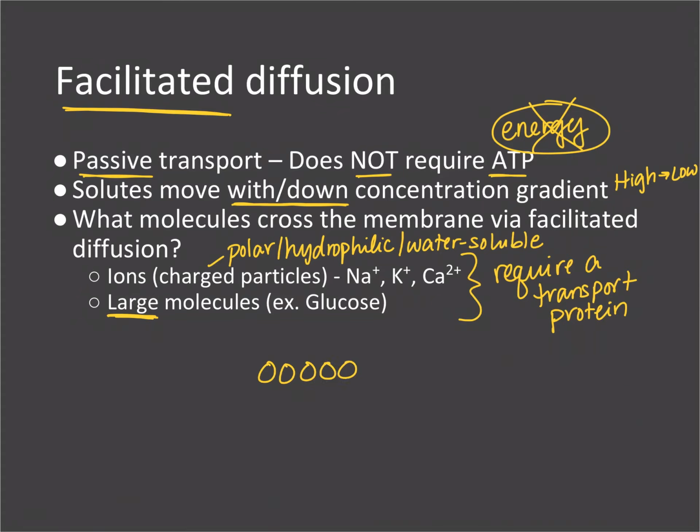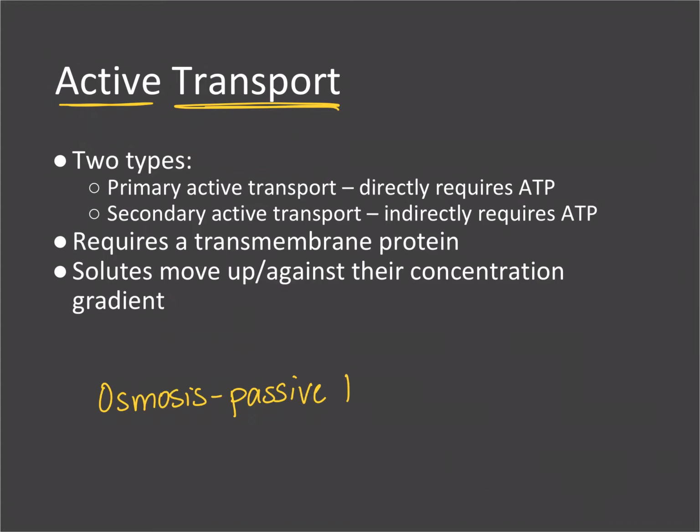Now we're going to move on to talking about our types of active transport. Now, there was a type of passive transport that we haven't covered yet, and that's osmosis. So remember that this is a type of passive transport, but I'm going to talk about it at the end of this PowerPoint because it's kind of its own special mechanism. So we'll talk about that a little bit later.